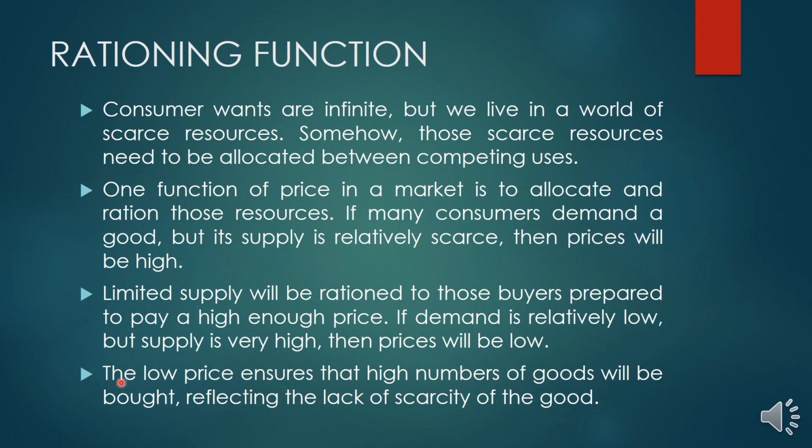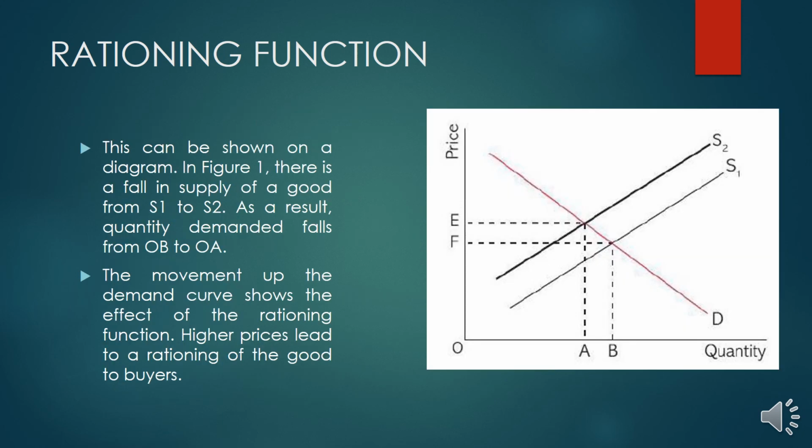Then the low price ensures that a high number of goods will be bought, reflecting the lack of scarcity in the good. If there is no scarcity, the price will be very low. So you can say that I am continuing with the rationing function here.